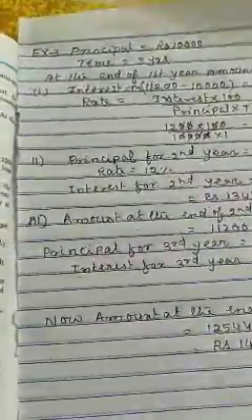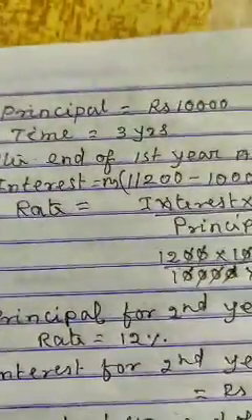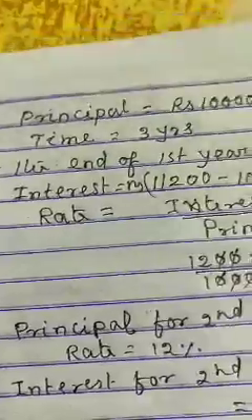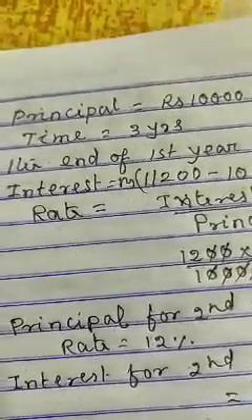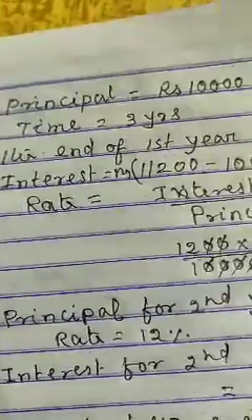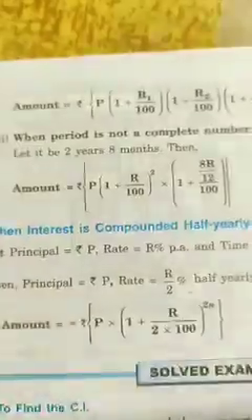Similarly, we will do another problem, that is exercise 2A, problem 3. A man invests 10,000 for 3 years at a certain rate of interest, compounded annually at the end of the 1 year.